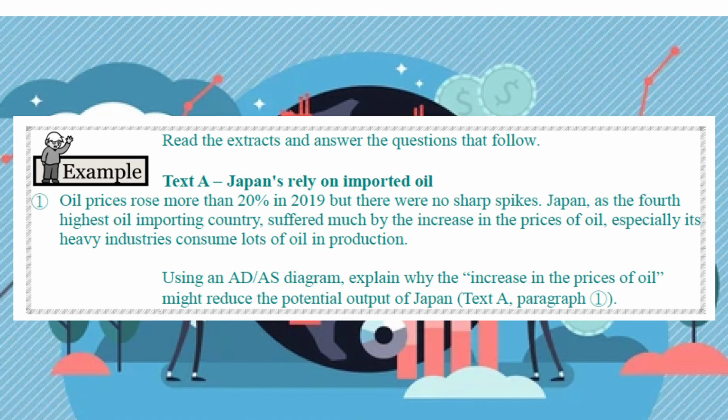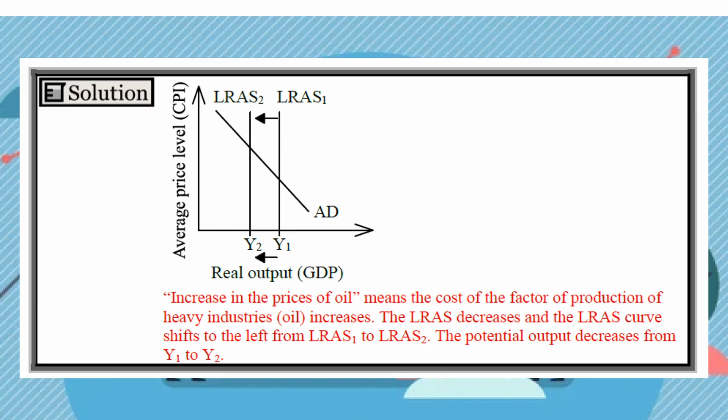We did it, now answer the question below. Use the AD and AS diagram to explain why the increase in the price of oil might reduce the potential output of Japan. Look at the extract. Draw the diagram and give a verbal explanation. Pause the video, get the paper and try it. Okay, welcome back.